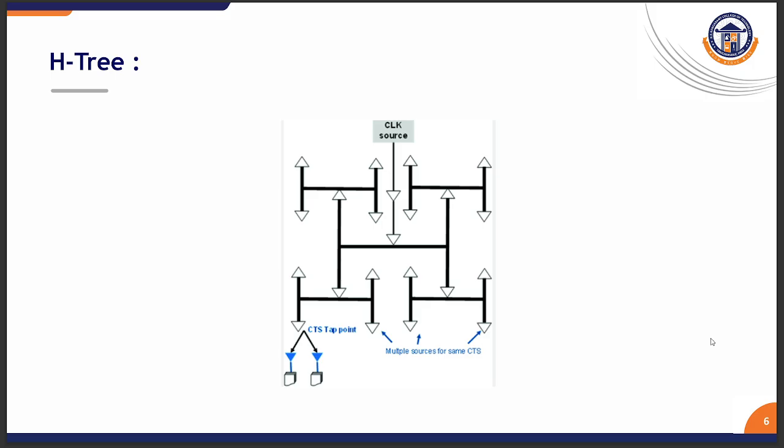And the next one is the H tree. It is the most famous tree methodology, and the most popular clock tree structure. Here the clock network looks like the letter H. The feature of an H tree is that the clock is split symmetrically, so in all the portions the clock is delivered symmetrically. The path length is equal to all the sinks, and it also provides low skew. This structure is suitable for regular and symmetric layouts only.